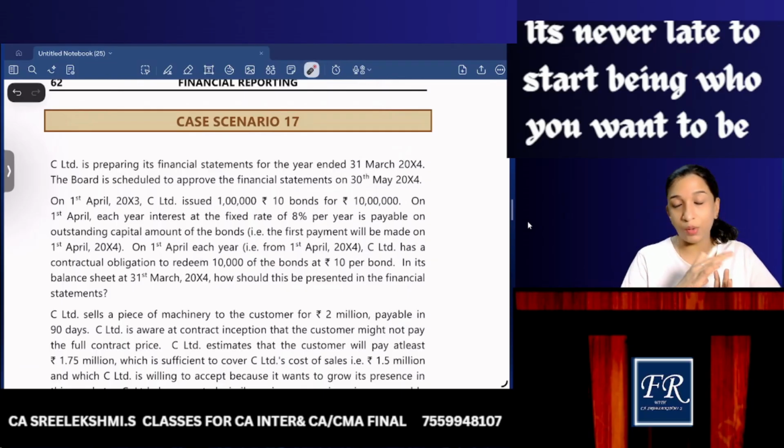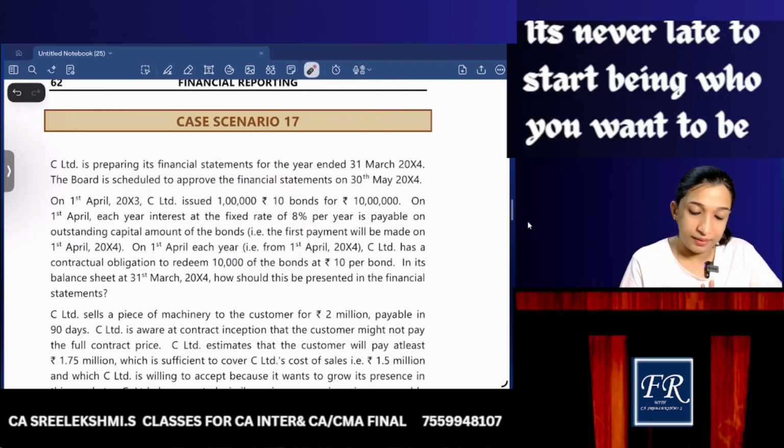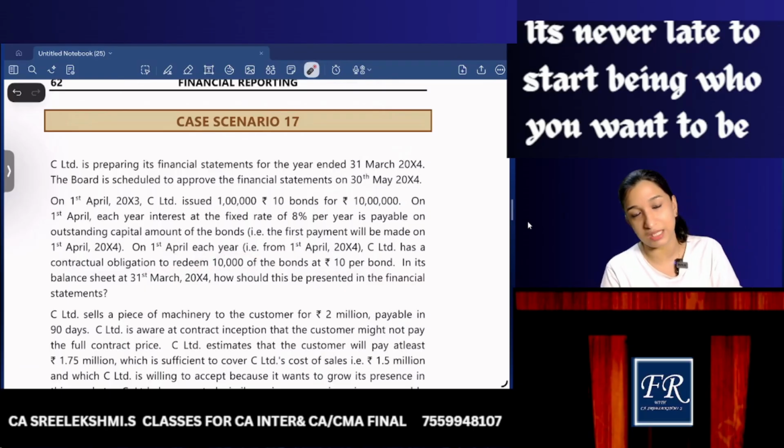Got it. So on 1st April, I'm taking a loan of 10 lakhs and interest of 8% is payable at the beginning of next year. The first payment will be made on 1st April 14. Understood. On 1st April each year, that is from 1st April 14, C Limited has the contractual obligation to redeem 10,000 of these bonds at 10 per bond. In its balance sheet at 31st March 14, how should this be presented in the financial statements?